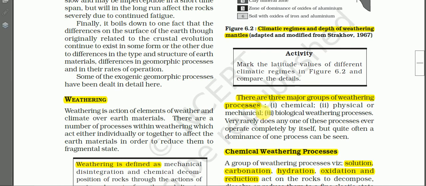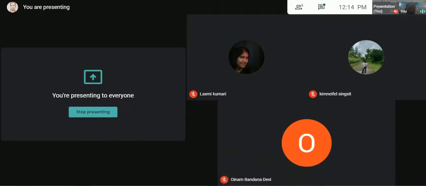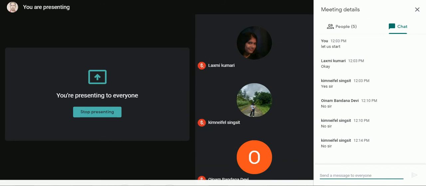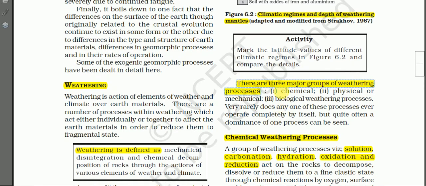Here there are three major groups of weathering processes. We have three major types of weathering as mentioned here. Those are chemical weathering processes, physical or mechanical weathering processes, then biological weathering processes. So these are the three major types of weathering. And very rarely does any one of these processes ever operate completely by itself. That means these three weathering processes are not independent of each other. All three types of weathering processes act in the same place. In a place there may be mechanical weathering as well as chemical weathering, and biological weathering may also be there in the same place.